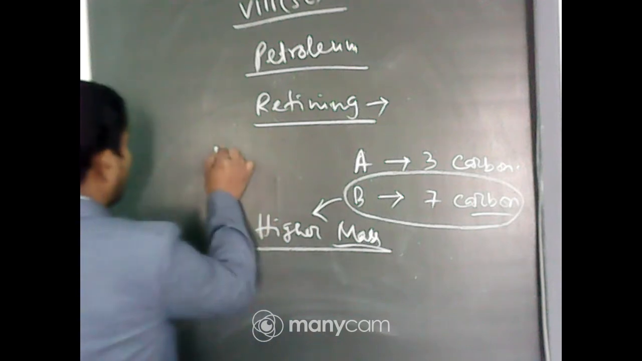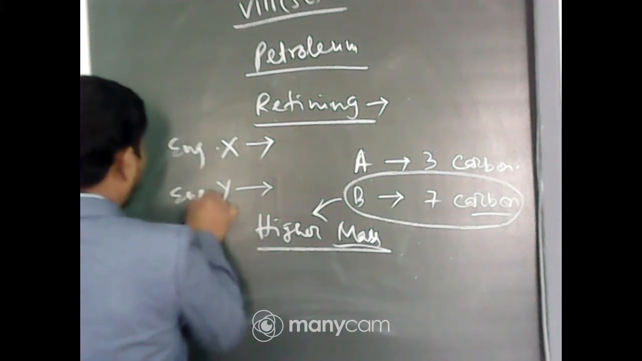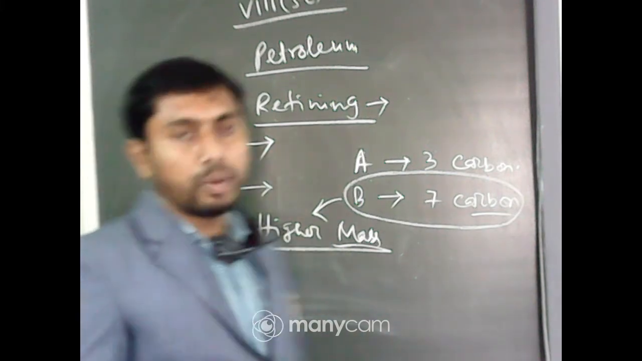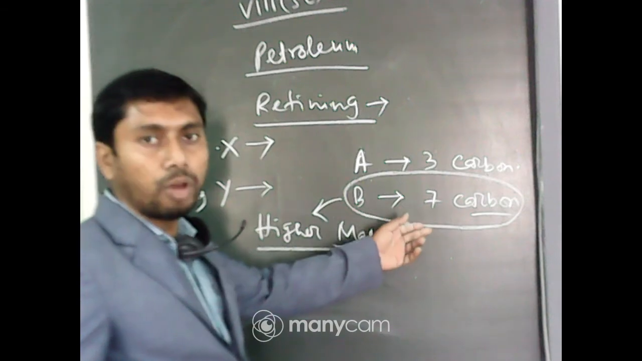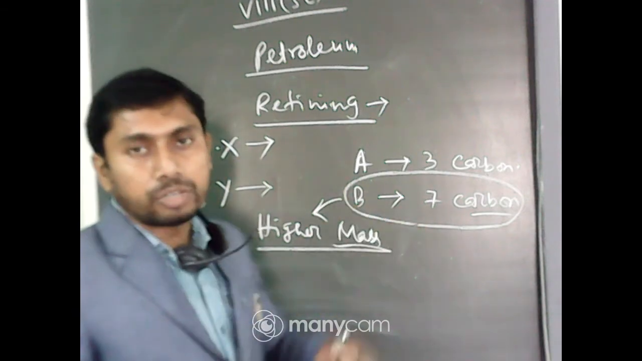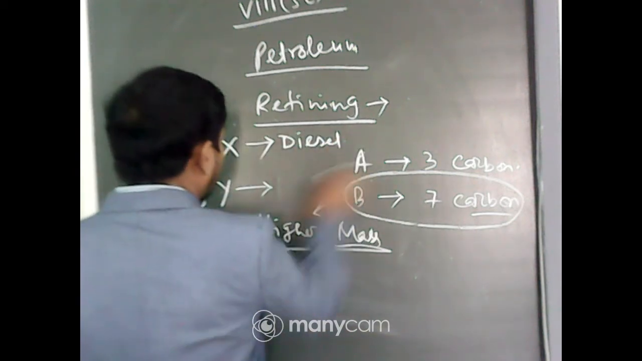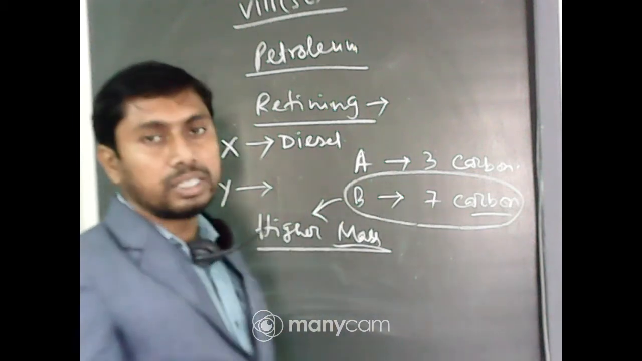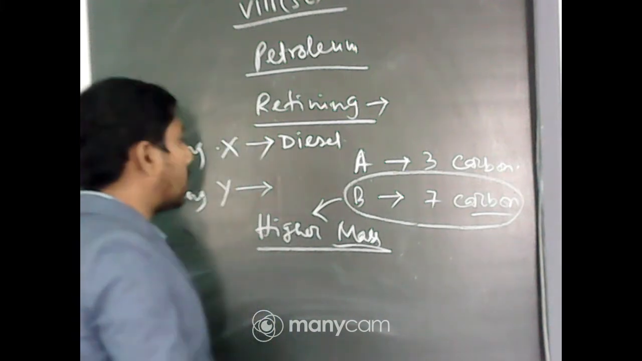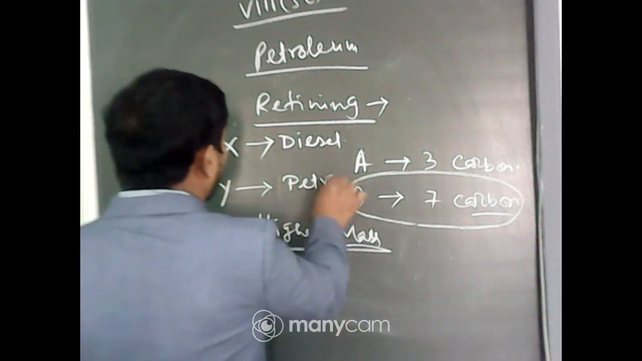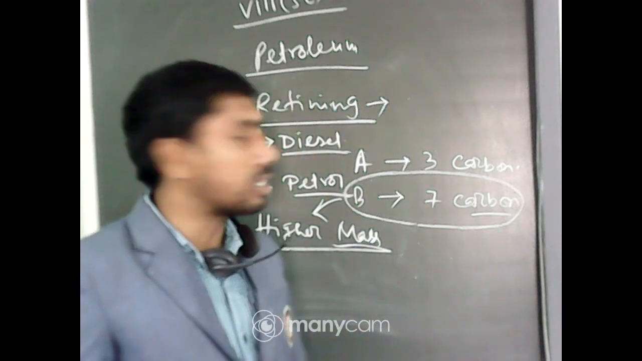Suppose there is an engine X and an engine Y. The X engine requires more energy, so at that time we will use the higher homolog, the petroleum with higher mass content. In that case you will use diesel. In the other case, when the engine is lighter with respect to energy content and requires less energy, then you will use petrol. But the difference in their carbon chain is small, just 1 or 2 carbons different.